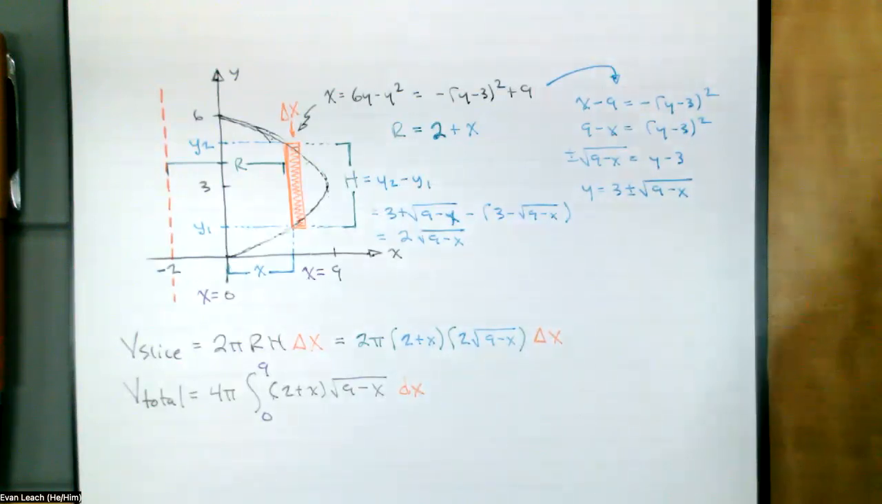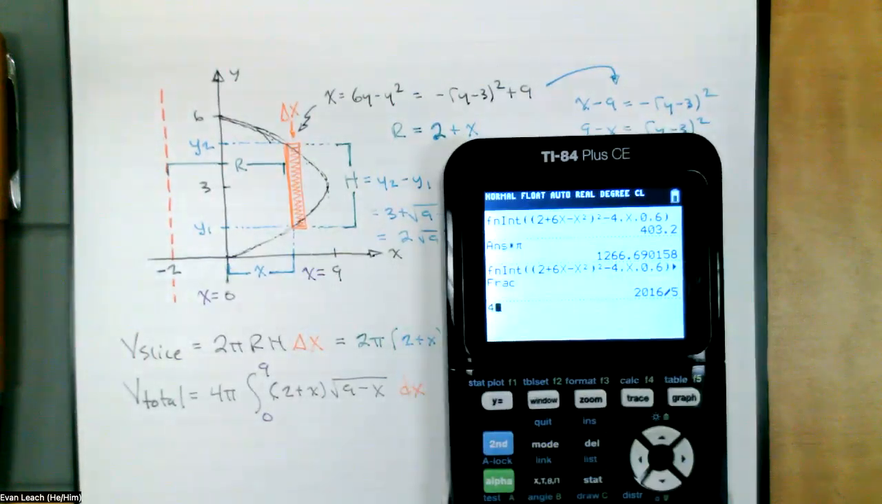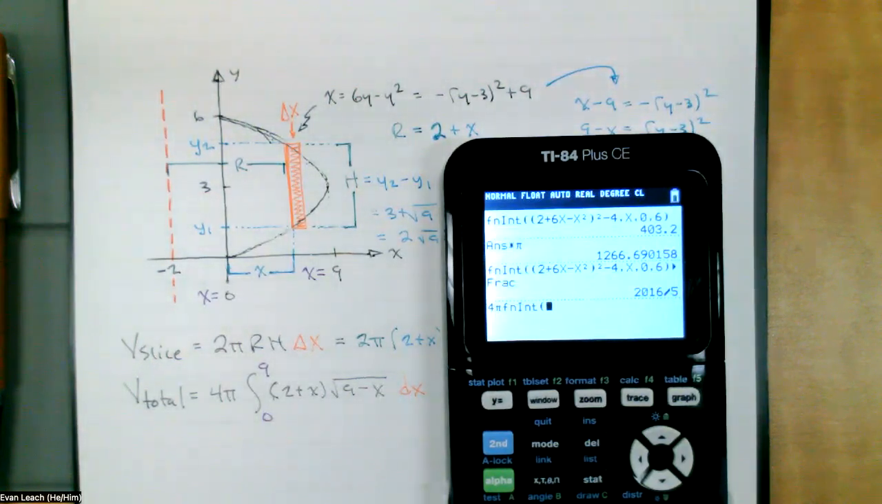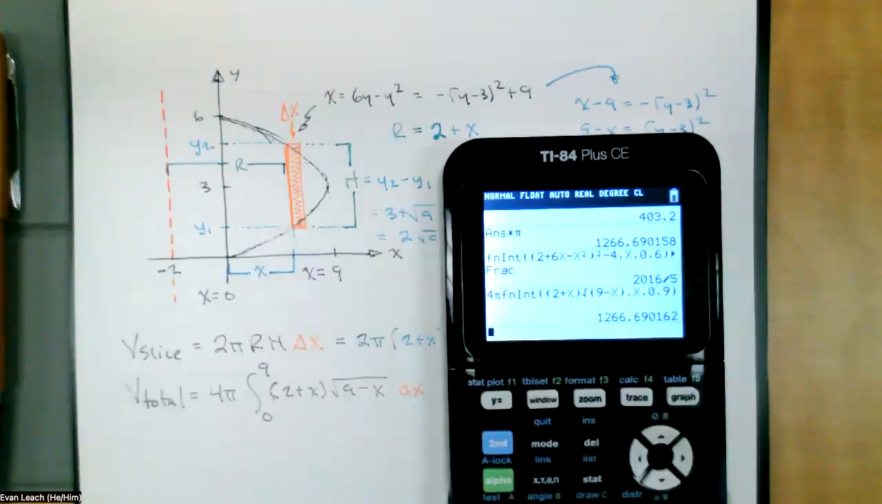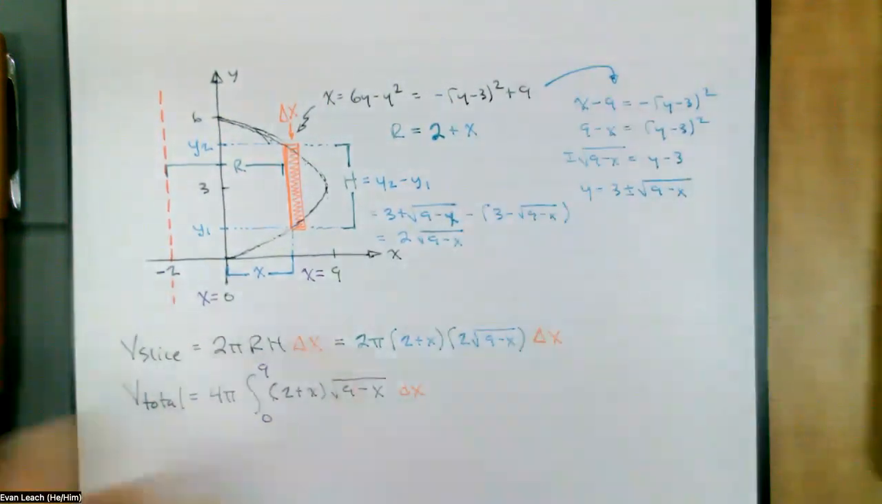Now we'd have to integrate this, which would be a substitution. w equals 9 minus x. That sounds like a lot more work than I'm willing to put in. So I'm just going to use math 4 pi times the integral of 2 plus x times the square root of 9 minus x, with respect to x from 0 to 9. Oh, and I included the 4 pi this time. That's amazing. 1266.7, just like we had before.